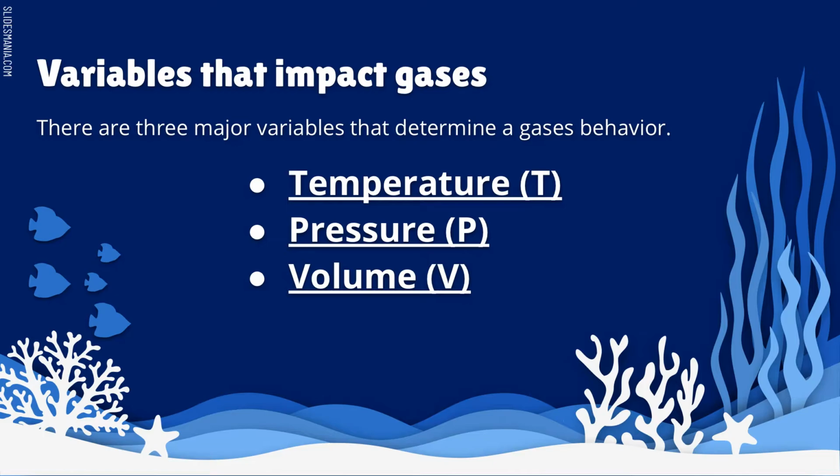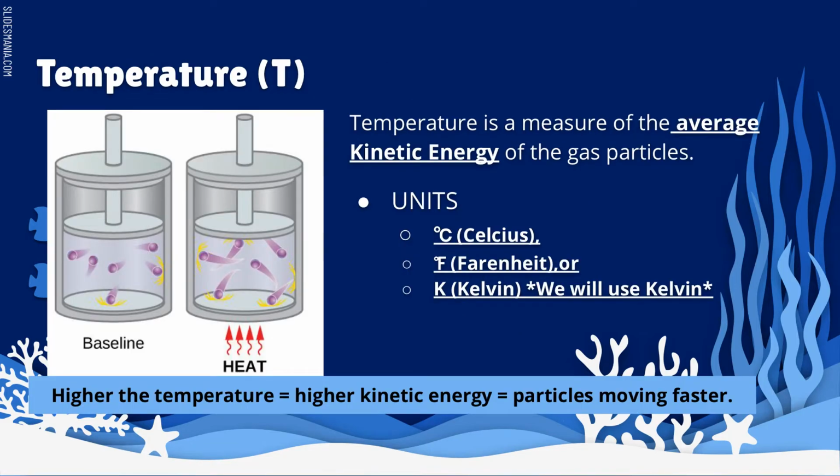So there are 3 major variables that determine a gas's behavior: temperature, pressure, and volume. I'd also like to add that the number of moles of the gas can also impact the gas's behavior. If you recall from Unit 3, I believe, when we talked about rates of reactions, temperature is a measure of the average kinetic energy of gas particles. So the higher the temperature is, the higher the kinetic energy, so the particles are moving faster. If it's colder, your particles are moving slower.